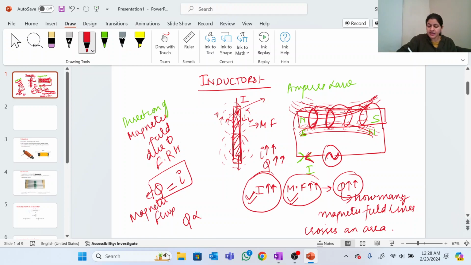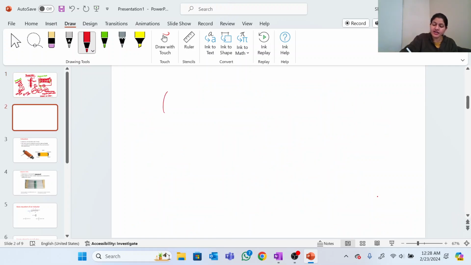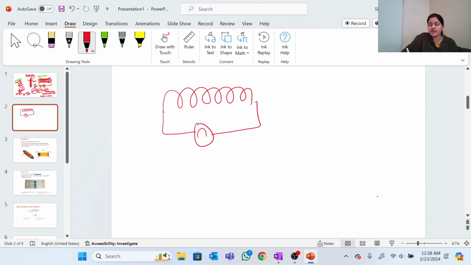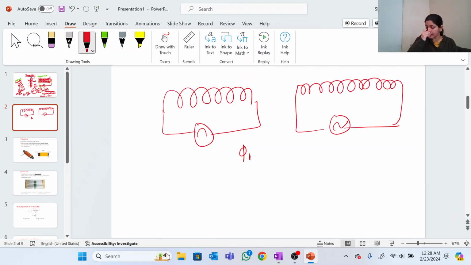This is also directly proportional to the number of turns. So if we increase the number of turns, let's say the magnetic flux is phi 1 now, and if we increase the number of turns, the flux created is phi 2. So phi 2 will definitely be greater than phi 1, because the number of turns will be more, so the flux linkage will be more, and more magnetic field lines will be there.